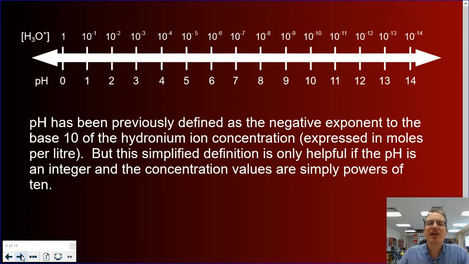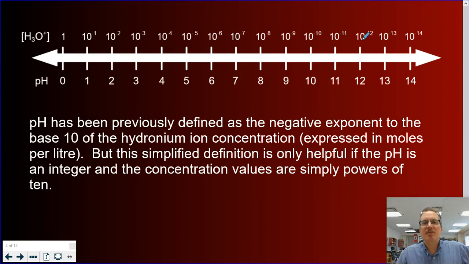Now, pH has previously been defined as the negative exponent to the base 10 of the hydronium ion concentration. So when we had a pH of 7, it was 1 times 10 to the negative 7. When we had a pH of 12, the hydronium ion concentration was 1 times 10 to the negative 12. This is a great simplified definition, but this is only helpful if pH is an integer and the concentration values are simple powers of 10.